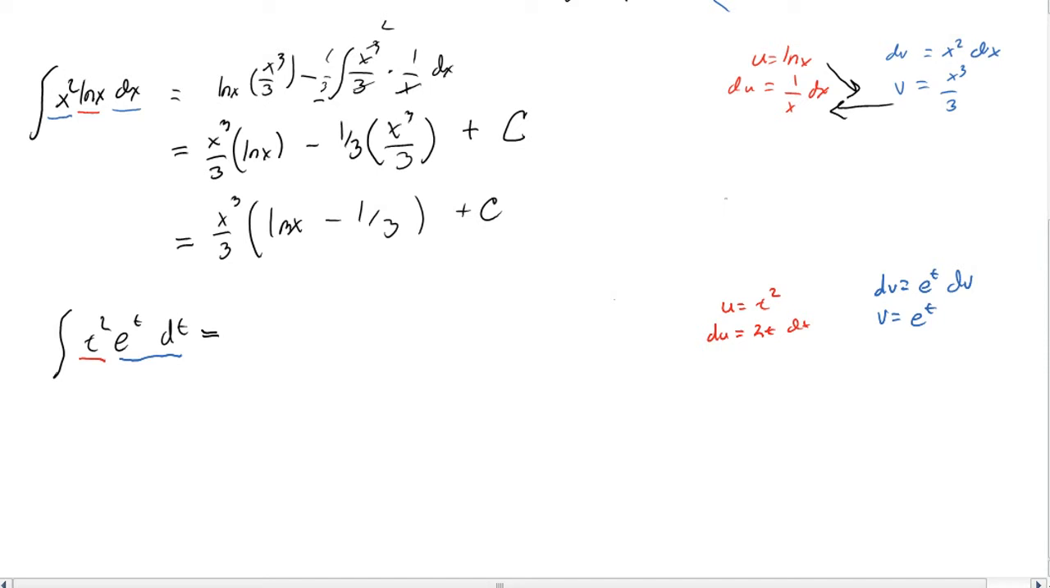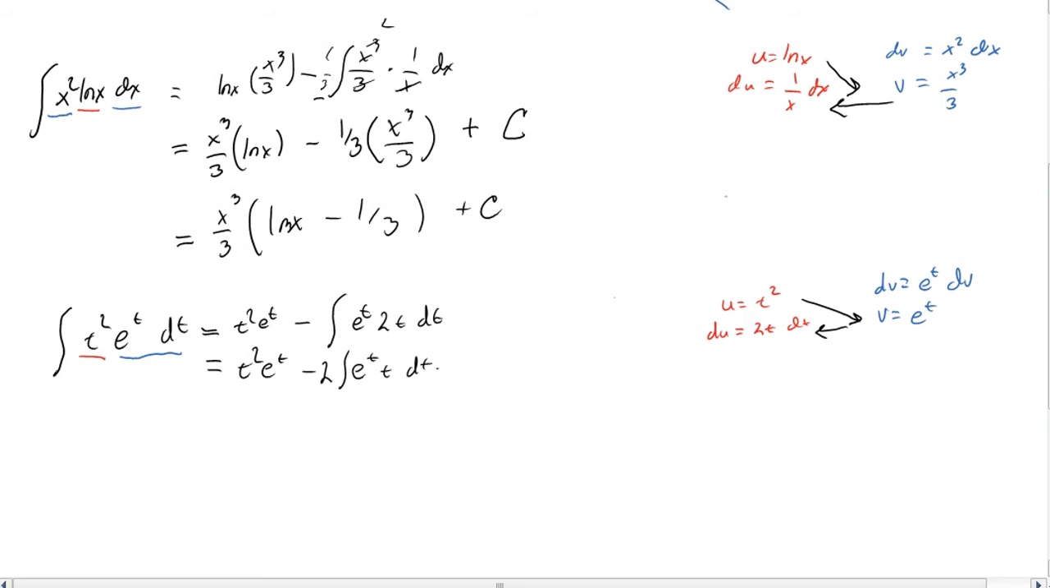Then we can set this equal to u times v, which is t squared e to the t, minus the integral of v du, so minus the integral of e to the t times 2t dt. We can then continue to solve this: t squared e to the t minus, pulling the 2 outside of the integral, 2 times the integral of e to the t times t dt. You may be wondering how we can integrate e to the t times t, but it's just as simple as what we've been doing, using integration by parts.